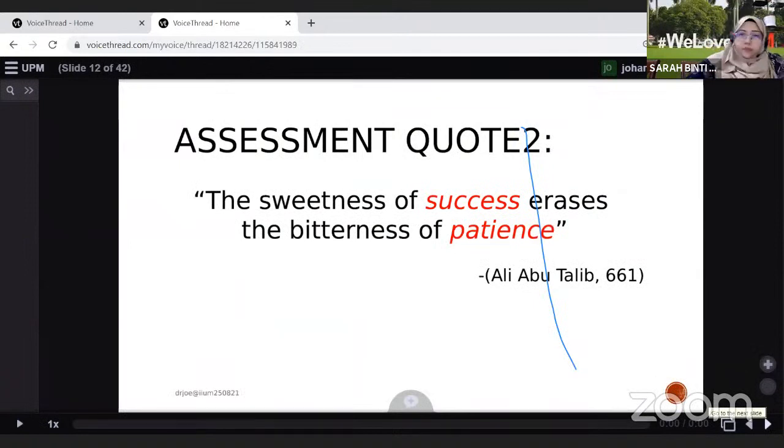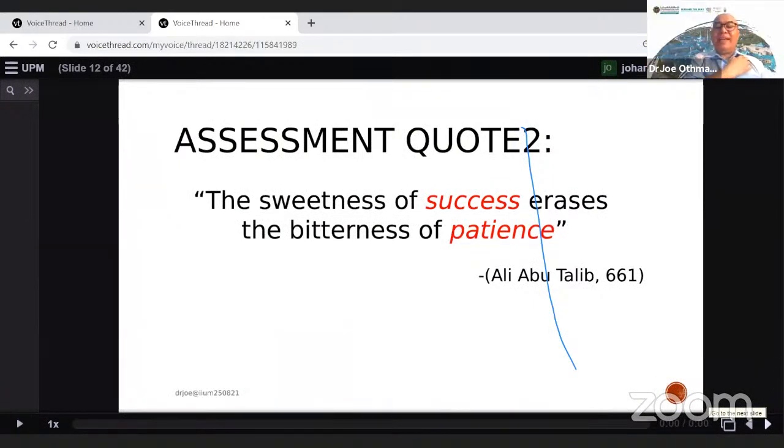reliability and validity. And I like this quote. The sweetness of success erases the bitterness of patience. You know why when I came across this, I know it is appropriate for my second topic. My second topic is reliability and validity. And I don't think I need to go really detailed because this is my assumption. I know my assumption might not be correct. Most of us have heard these 2 words.